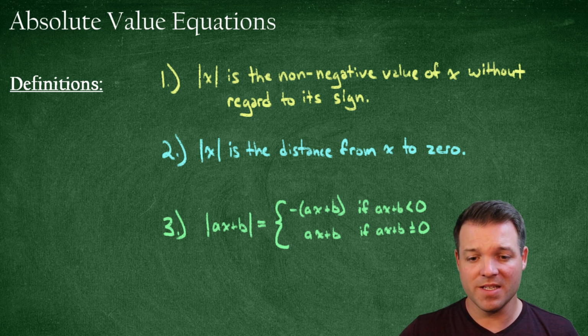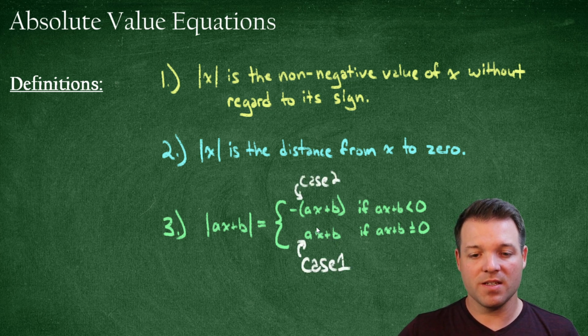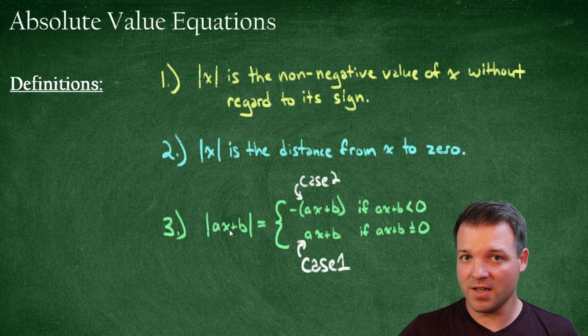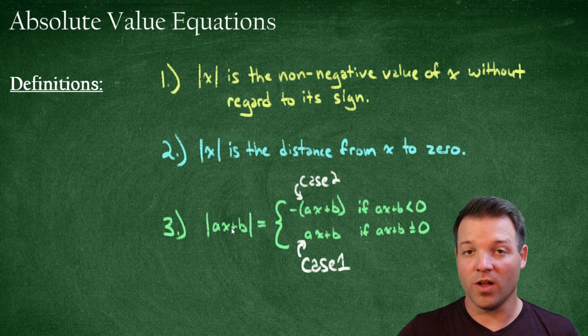Regardless, in this particular case, we are breaking up this solution into two different cases. And I'm going to actually start at the bottom here and say, well, what is case one? Well, if whatever's on the inside here was positive, what did we say? Well, it just stayed positive, right? And that's what it says here. If ax plus b is greater than or equal to 0, or if it's positive, then it's just ax plus b. That's the answer.